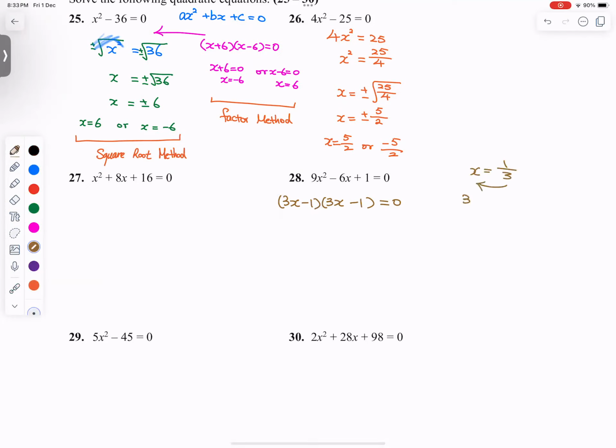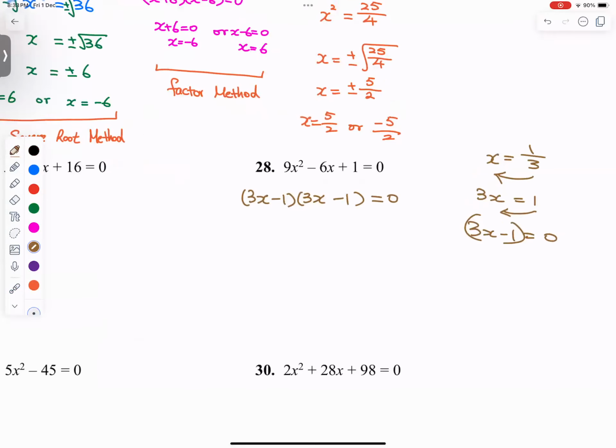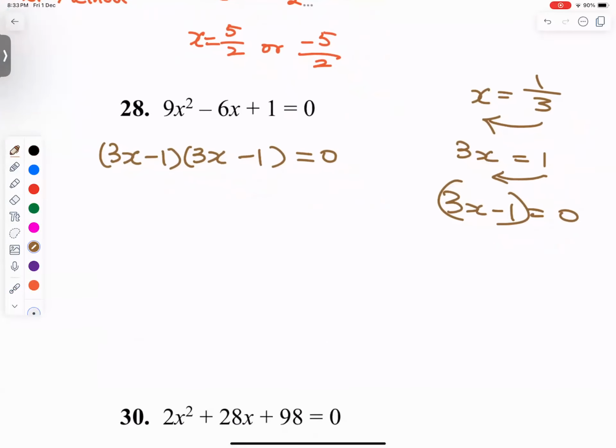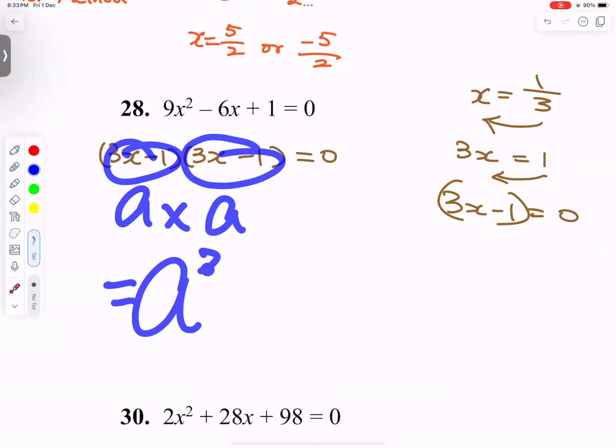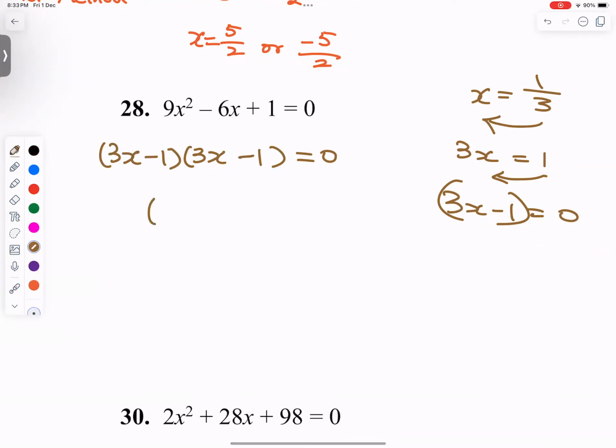3 goes to the other side first. Positive 1 also goes to that side. When it's equals to 0, that's your bracket. And both of them are same, right? Yes. So when two of the things are same, it's basically a times a, we can write it as a square. Same goes here because they both are same, you can write it as square.